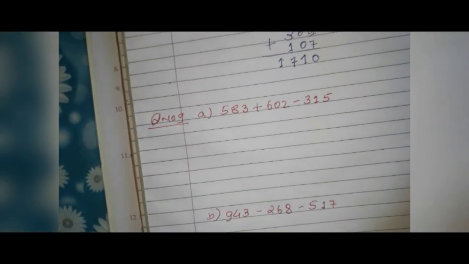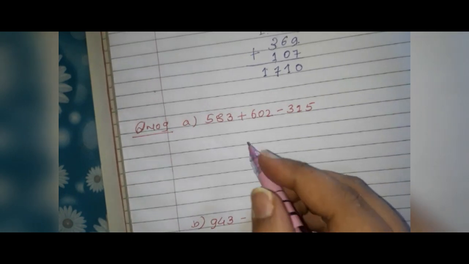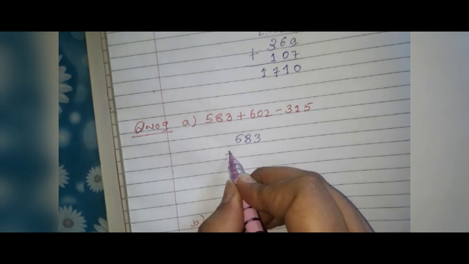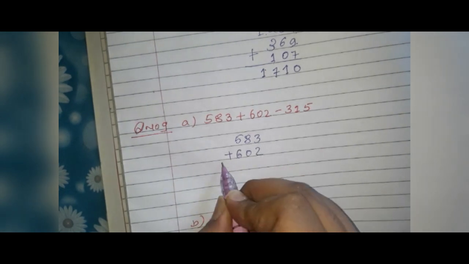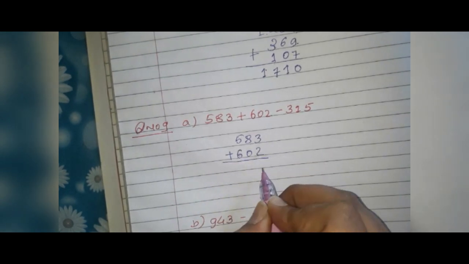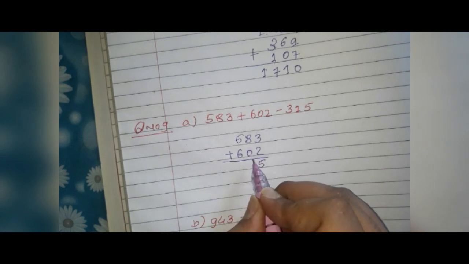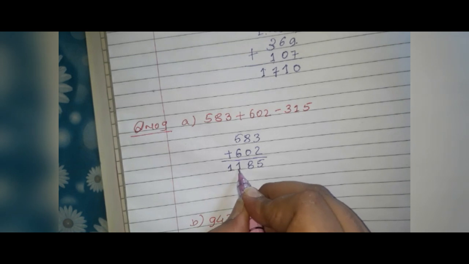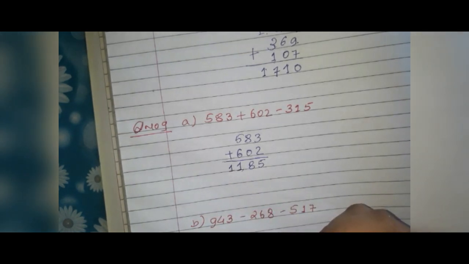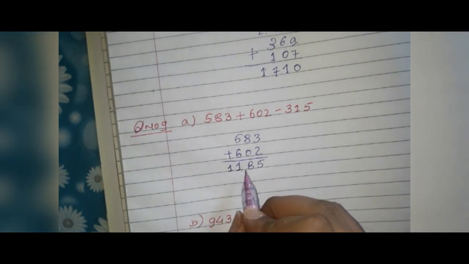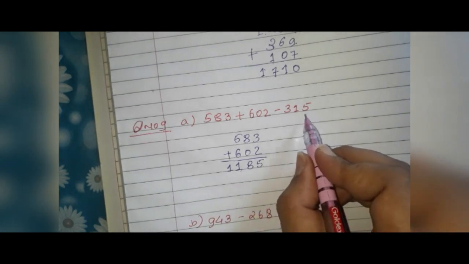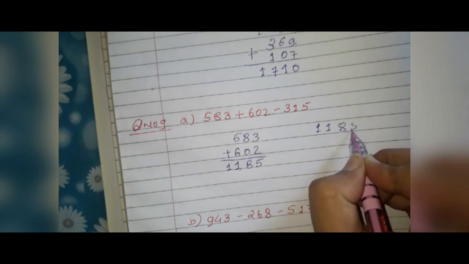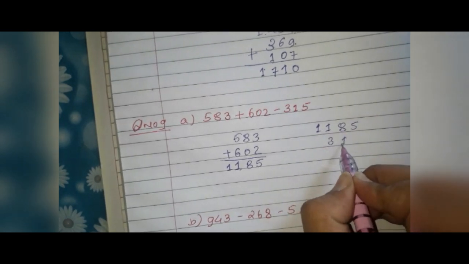583 plus 602. First we'll add these both numbers. 3 plus 2 is 5. 8 plus 0 is 8. 5 plus 6 is 11. After adding these numbers, we got the answer 1185. Now we'll minus 315 from the answer. 1185 minus 315.